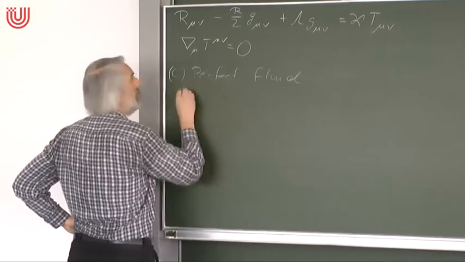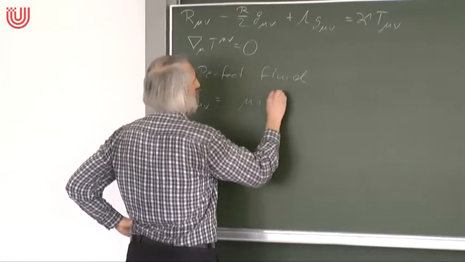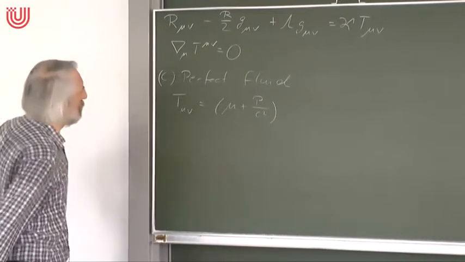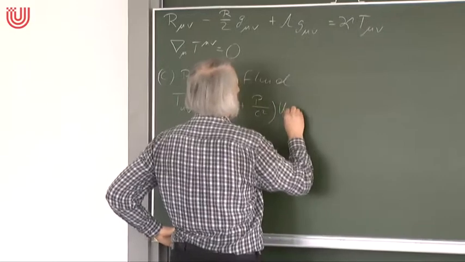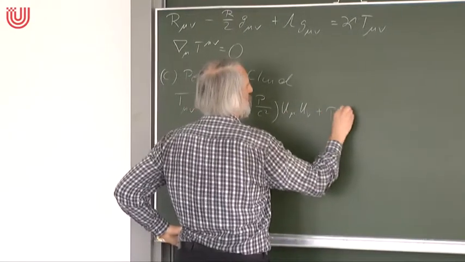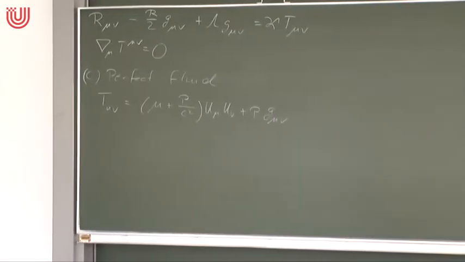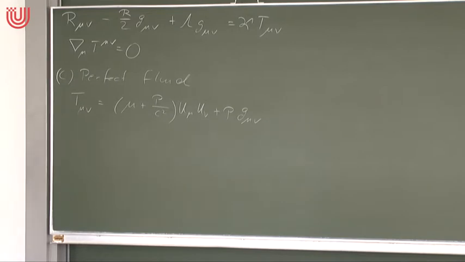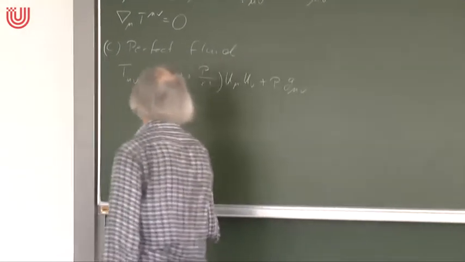So for a perfect fluid, the energy momentum tensor has the following structure. I think there's a c squared here. I look it up. I always make mistakes with the factors of c. u mu u nu plus p g mu nu. I think there is no c. Let me check. Yes, that's true. So that's the energy momentum tensor for a perfect fluid.